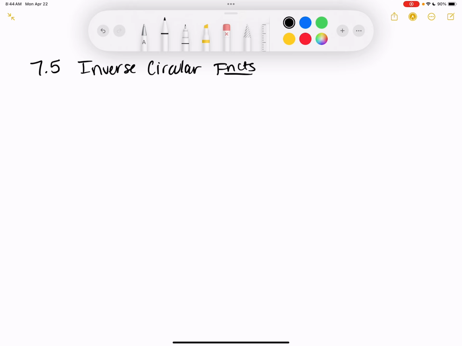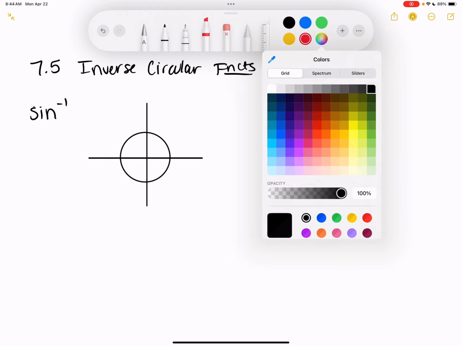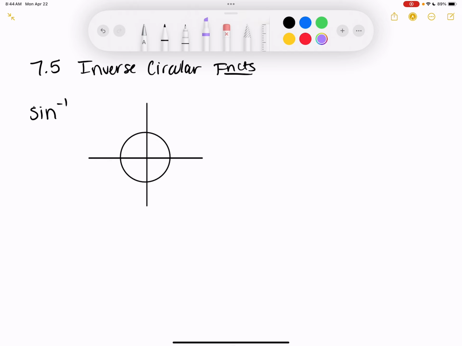So, for inverse sine, if we're looking at our unit circle, good enough. Inverse sine occurs on this side over here. And it occurs from negative pi over 2 to pi over 2.